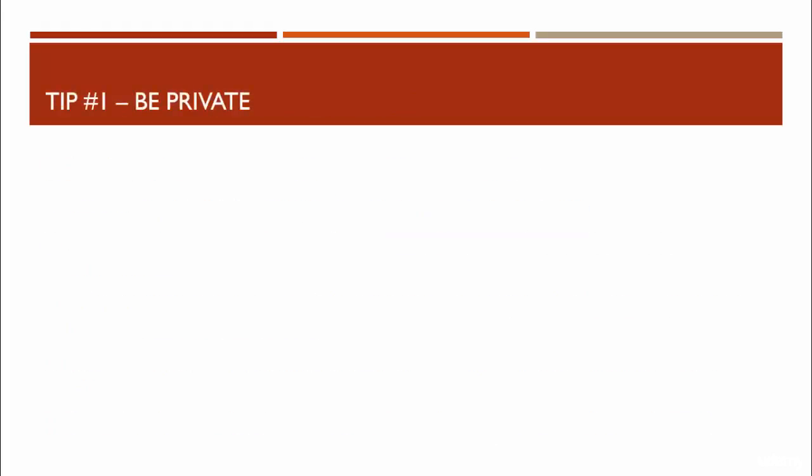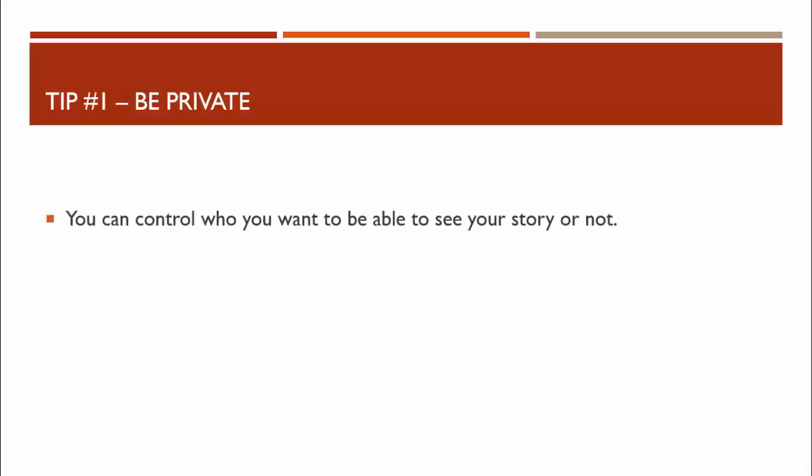Now, tip number 1, be private, okay? Maybe some of you guys also have a large following and you don't want everybody to see the stories that you share. By the way, your stories will automatically be deleted after 24 hours, which is great for those of you who don't want to have their stories out there forever, okay? So how can you be private, okay? How can you set certain followers to see your story and others not, okay? So you can control who you want to be able to see your story or not.